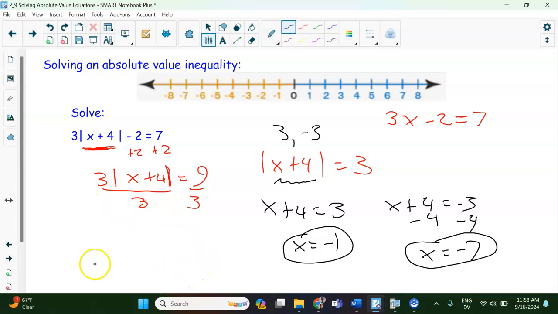Okay, and that's it. Thank you for watching. This is solving absolute value equations. And you get 2 answers generally when you're done. All right, thank you.